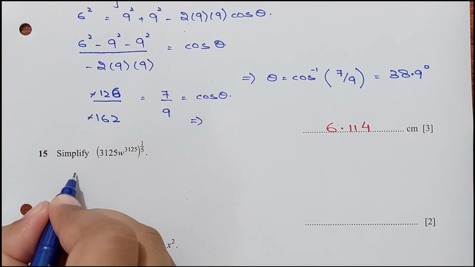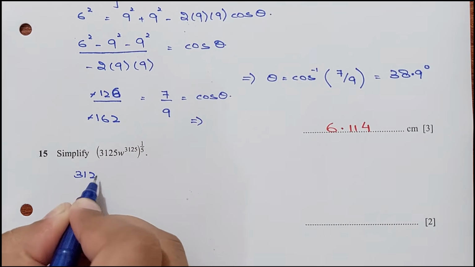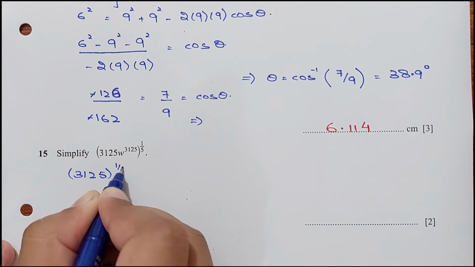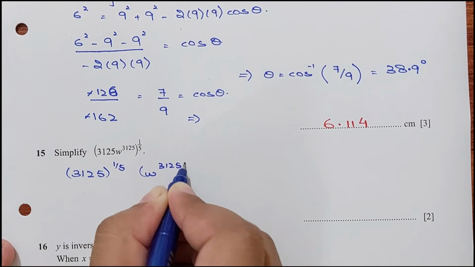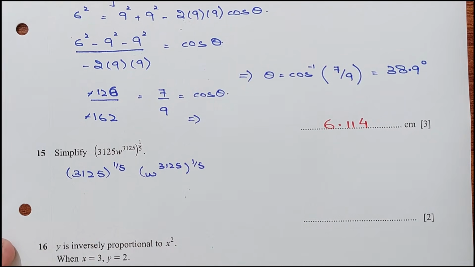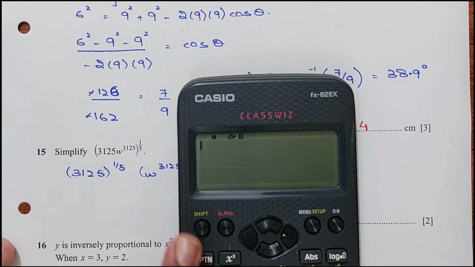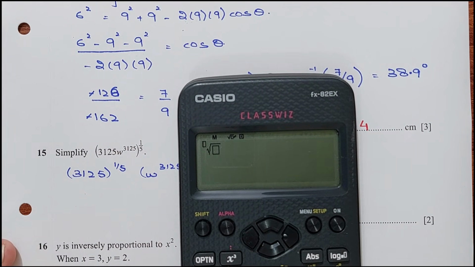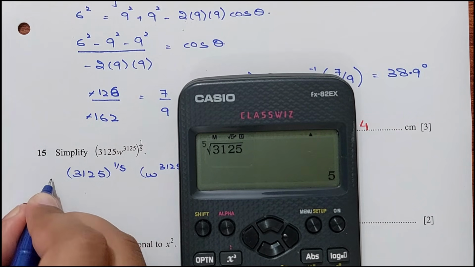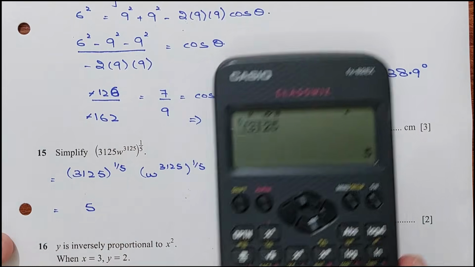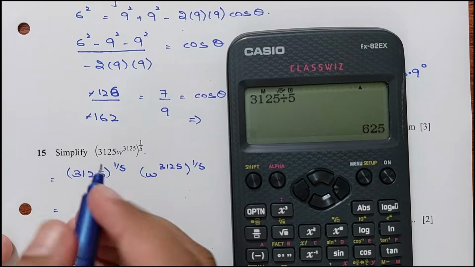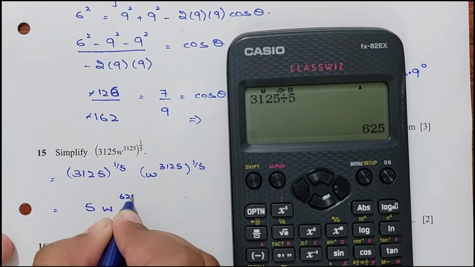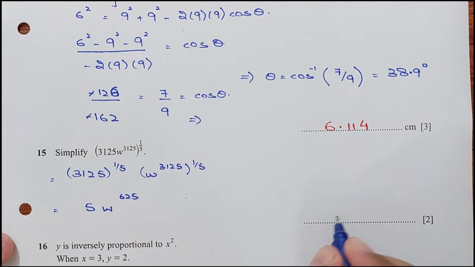Number 15, we have to simplify this. 3125, its whole power is 1 by 5, right? So let me take the fifth root first. Fifth root of 3125, this is 5. Okay, and 3125 divided by 5 is 625, so w power is 625. That is the simplified answer.